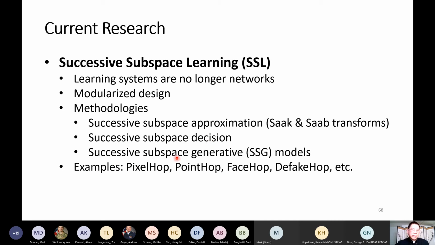We also look at the successive subspace generative model, SSG, and we see good results. I think it has very good performance compared to GAN and so on, and it's all explainable. So we are working on that. Also we use it to handle 3D point clouds. We also handle face recognition and try to detect fake video. And this performance is also very nice. So we are developing all different kinds of applications using this SSL principle.